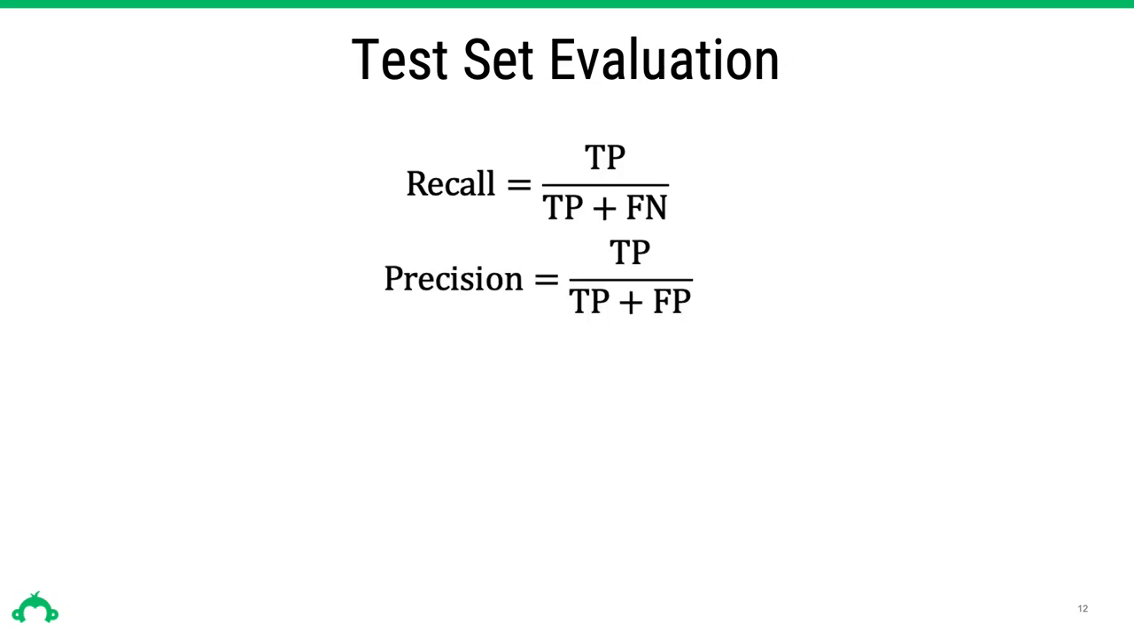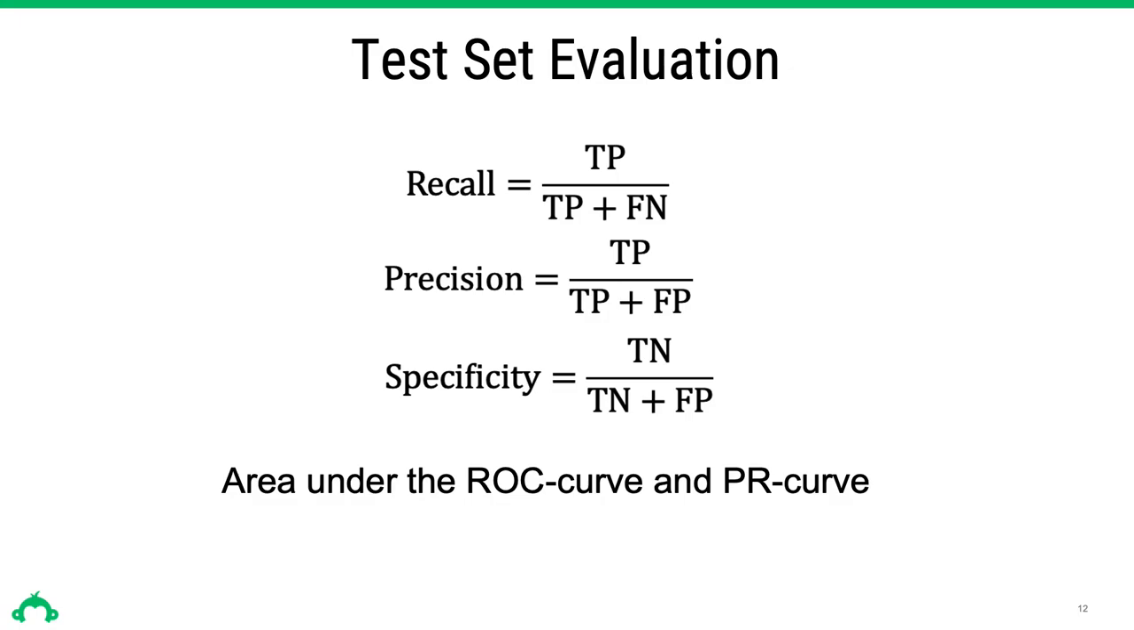To evaluate the trained models, we look at a variety of machine learning evaluation metrics to make sure that our models are robust in balanced and in imbalanced datasets. This includes recall, precision, specificity, and the area under the ROC curve and the area under the PR curve.